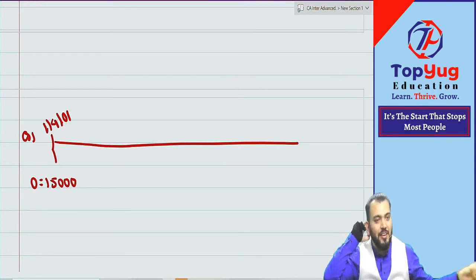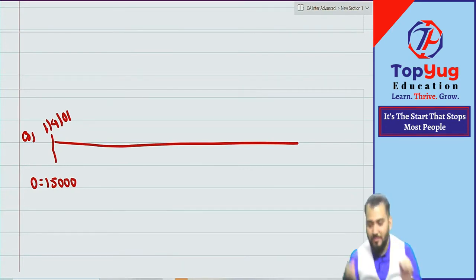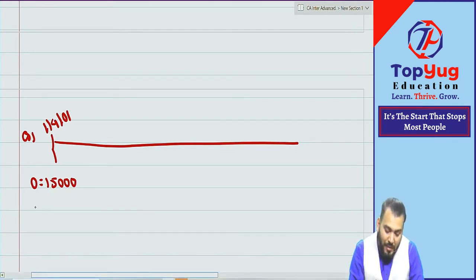Array, scale is not required. Array. Scale is not required. Scale is not required. Draw with your head. Then what is the market price on this date?